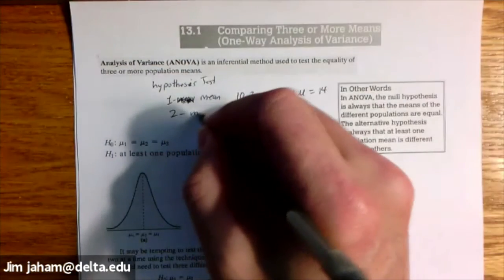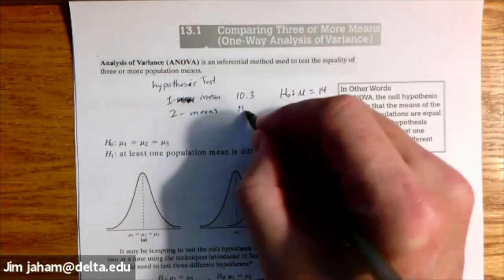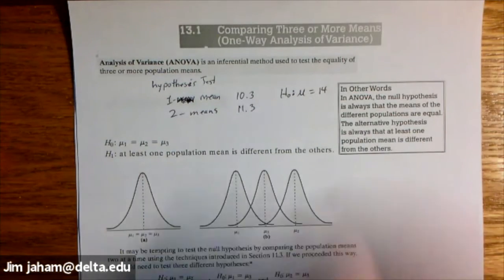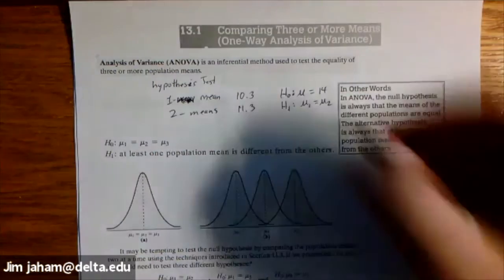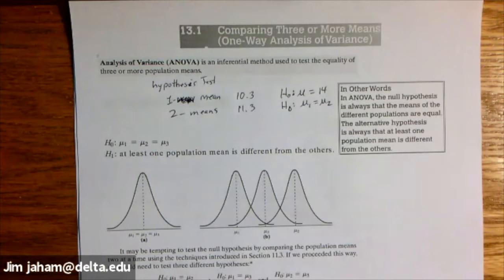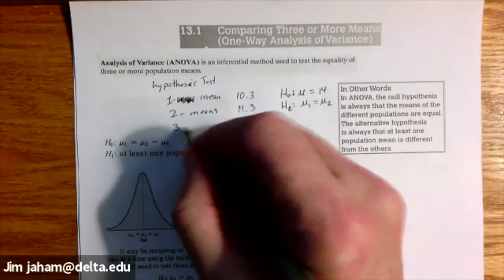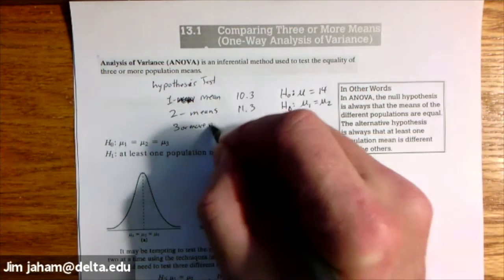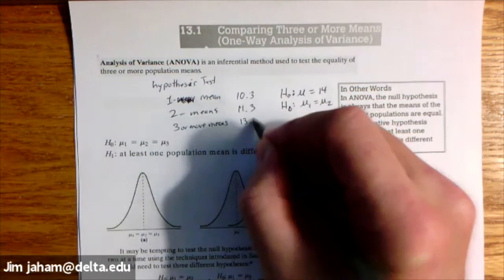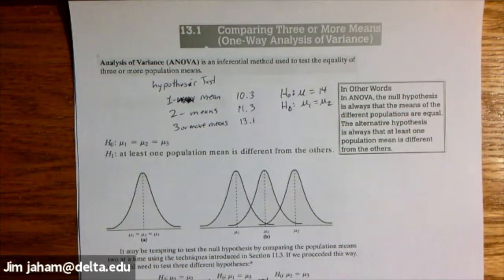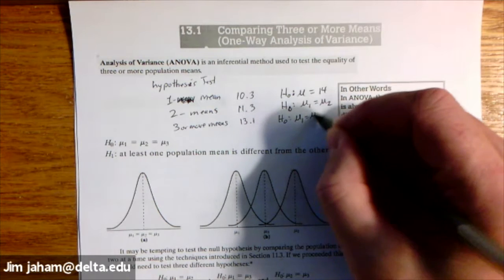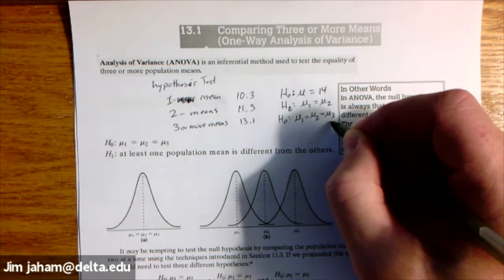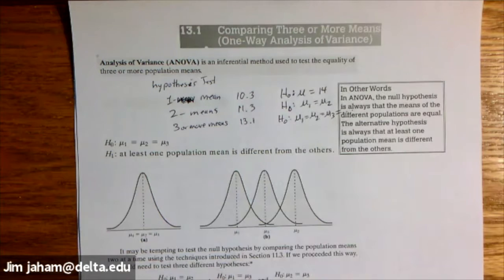If you had 2 means, we would refer to section 11.3, and you'd have something like mu 1 equals mu 2 as your null hypothesis. When you have 3 or more means, that's when you're going to use this analysis of variance. And the null hypothesis here is just going to be mu 1 is equal to mu 2 is equal to mu 3. If you have 3 groups, if you have more, then you can just add on mu 4, mu 5, and so on.